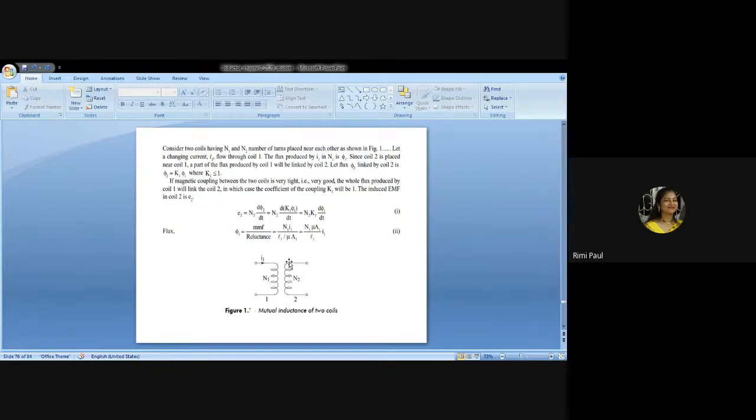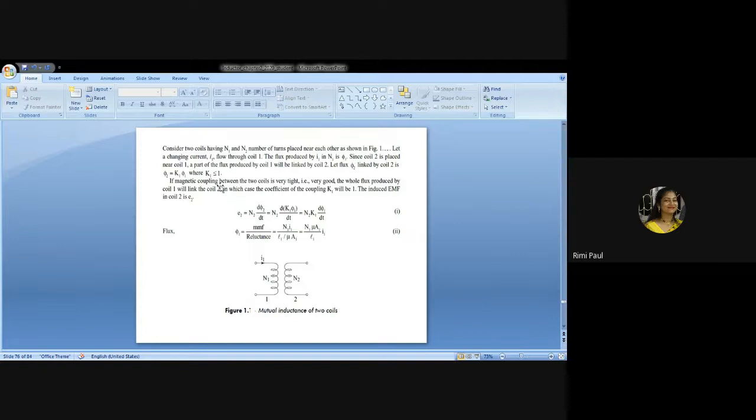Since coil 2 is placed near coil 1, part of this flux will link with this coil. Suppose the linked part is phi 2, and that is equal to K1 phi 1, where K1 is less than or equal to 1. This is known as magnetic coupling. If the magnetic coupling between the two coils is very tight or very good, then we can say K is equal to 1.